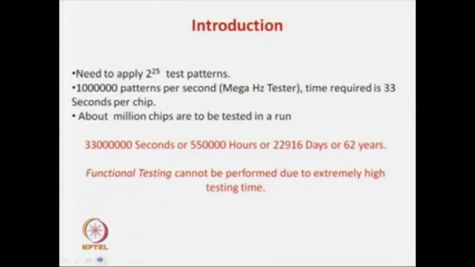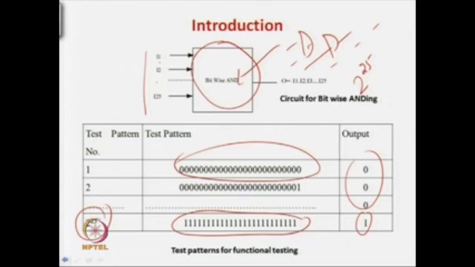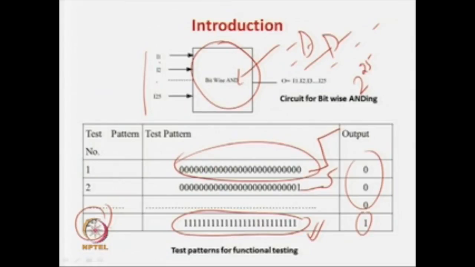So you can see we require applying 2 to the power 25 test patterns to test the fault, and remember that we are not doing a delay testing in this case. If you had done a delay testing, then you have to apply this pattern followed by this pattern, then this pattern followed by this pattern. So you can understand that we have to apply more than double the 2 to the power 25 patterns, because in 2 to the power 25 we just do a functional test.